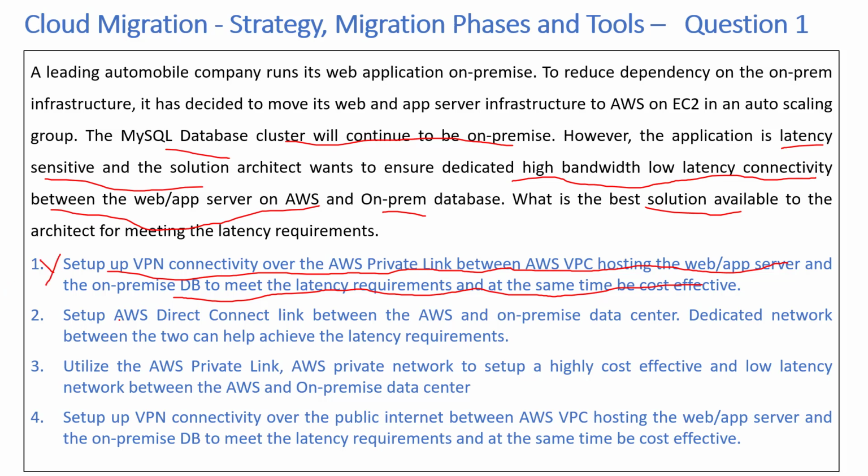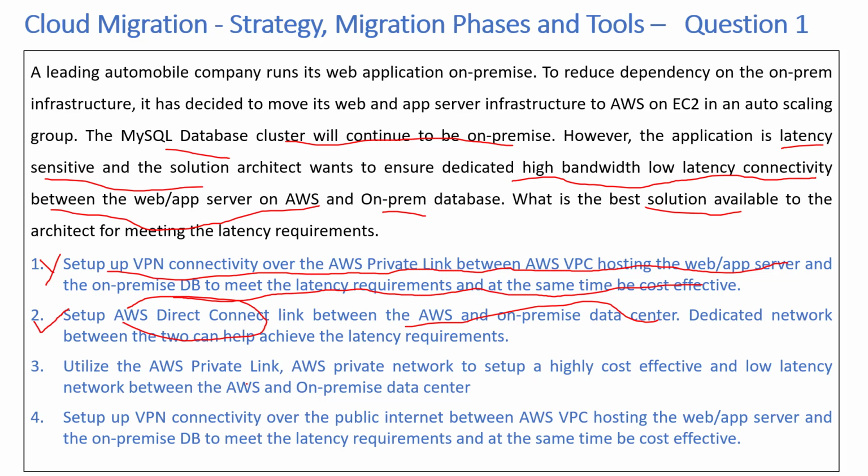So now let's look at the second one. Set up AWS direct connect link between AWS and on-premise data center. Dedicated network between the two can help achieve the latency requirement. So yeah, this is a good option. You can use the AWS direct connect. It provides you a dedicated network connectivity between your on-premise data center and AWS. So this can actually really help to reduce the latency and provide a high bandwidth network. So this seems like a good option. Now let's take a look at the other two options.